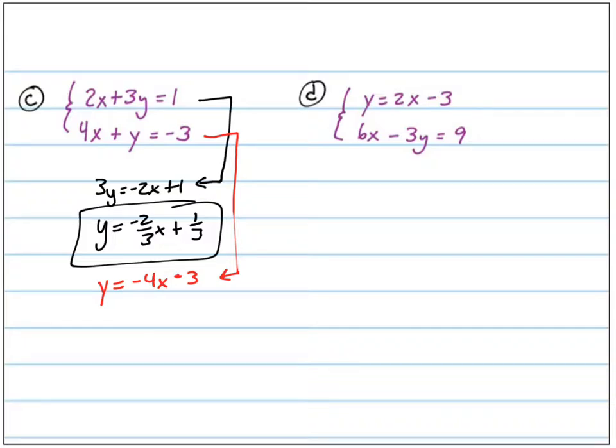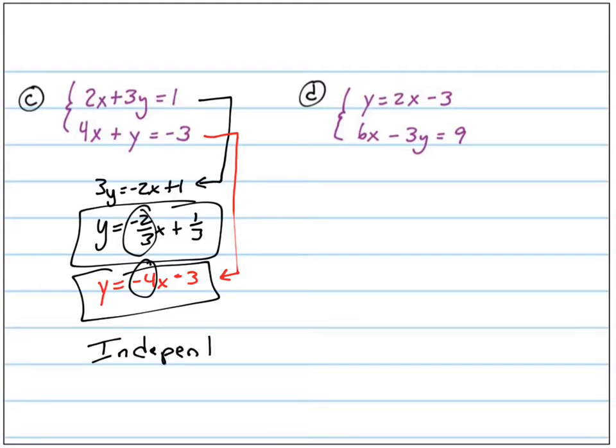Notice in this case that we have different slopes and different y-intercepts. So these are two different lines. Since these are two different lines, they're going to intersect. This is going to be consistent, because they're going to intersect at one point. So this is going to be independent.